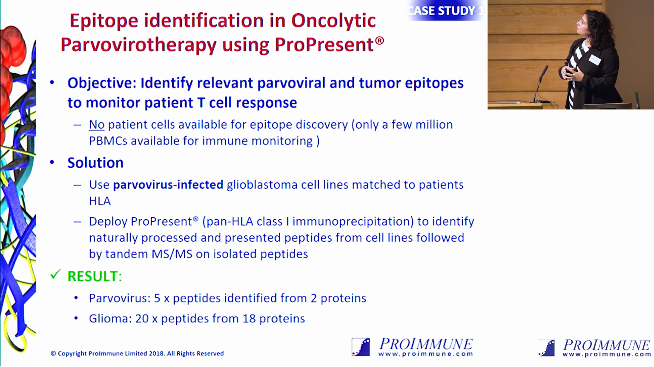They sent us the parvovirus-infected glioblastoma cell lines, and we used ProPresent to just immunoprecipitate the MHC plus peptide complex and identify 5 peptides from 2 proteins of the parvovirus and 20 peptides from 18 proteins of the glioblastoma, or at least proteins that were associated with glioblastoma.